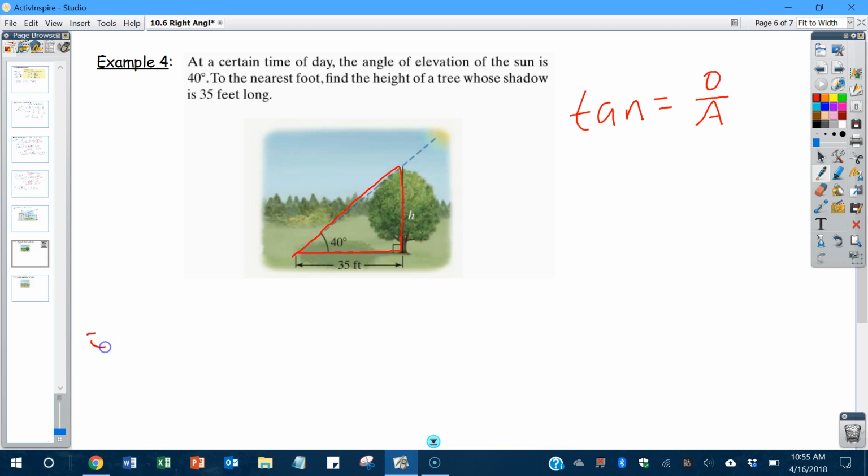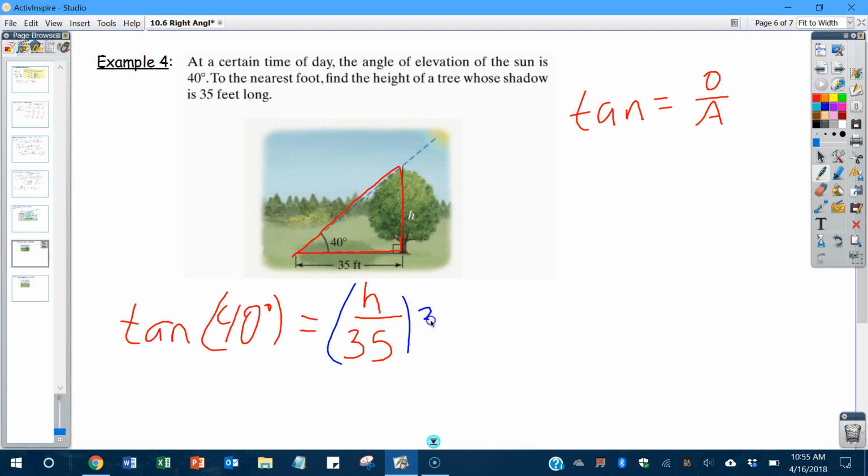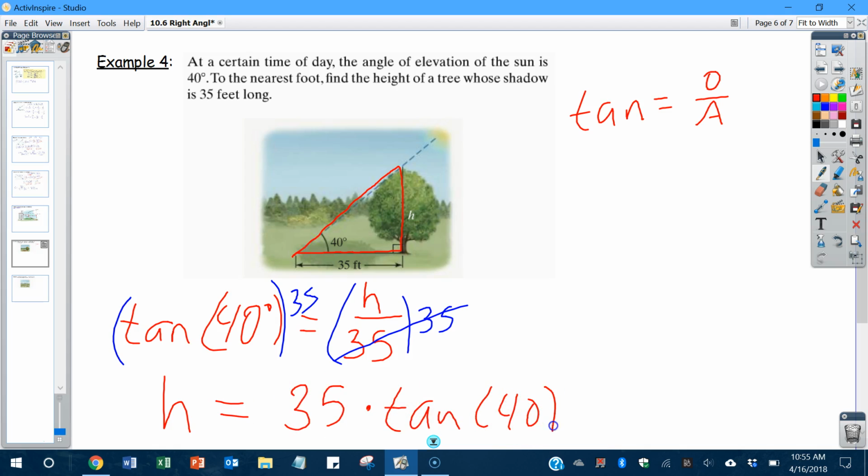So we can write this out. The tangent of 40 degrees is equal to the opposite over the adjacent, h over 35. Then we solve for h. So multiply both sides by 35. It cancels out on the right, and you have h is equal to 35 times the tangent of 40, which I can do all that in my calculator. 35 times the tangent of 40 is 29.37 feet. So 29, almost 30 feet.